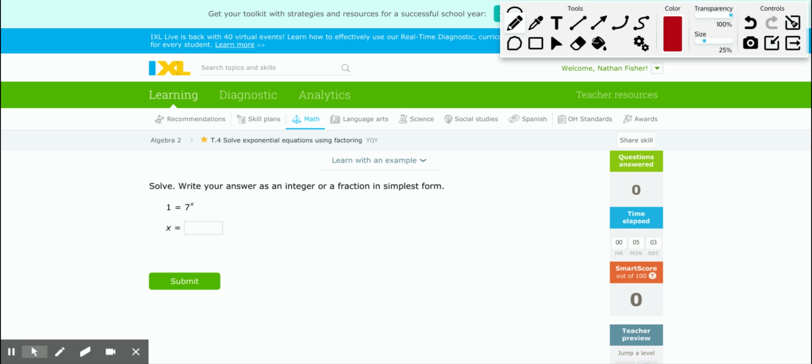So let's go through this one and see what we end up with. We'll try to keep this one fairly short. Something that we need to remind ourselves of is that we can change 1 to a base to the exponent of 0, and that'll be equal to each other. So if I want a 1, that's the same thing as 7 to the power of 0.